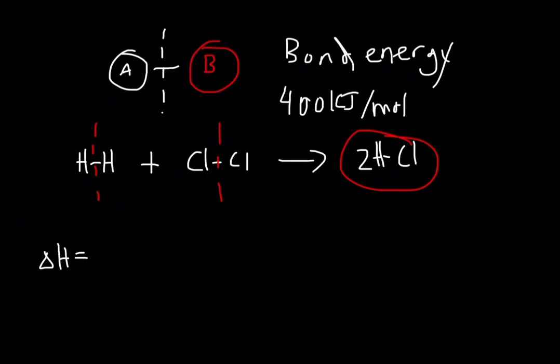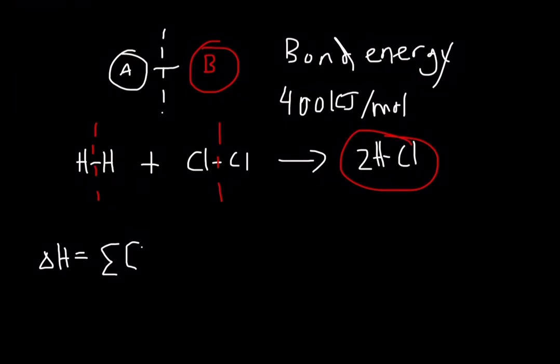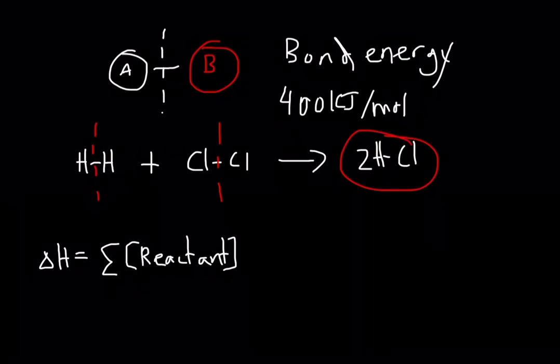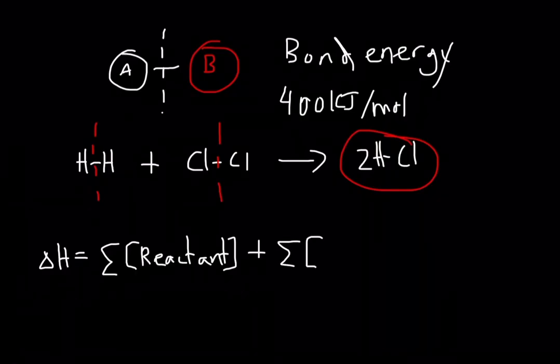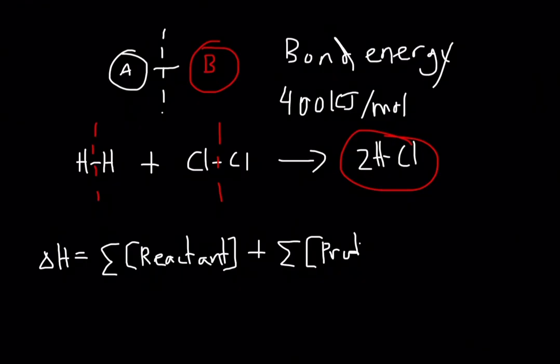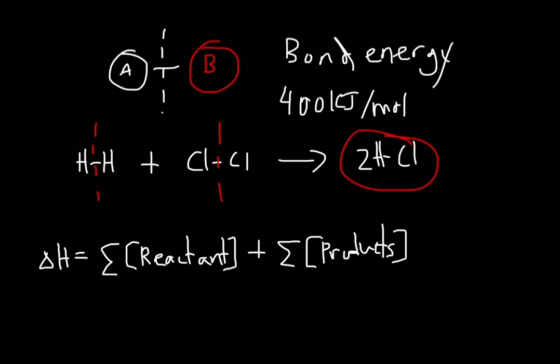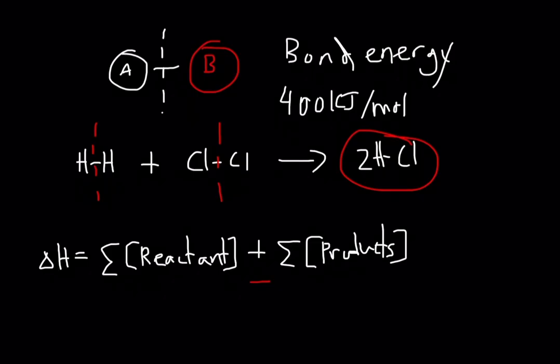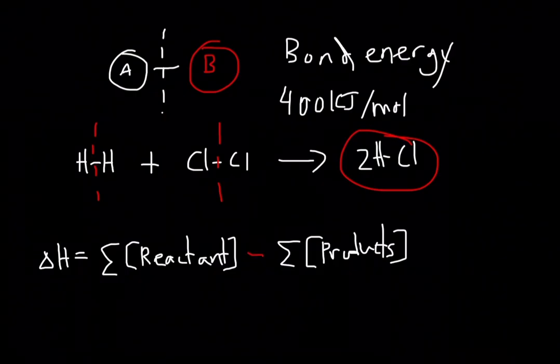And there's a formula where we can calculate the energy change in a chemical reaction. Delta H is equal to the sum of all the energy required to break the bonds, which is the reactant side, plus the sum of all the energy released in the formation of new bonds, which is the product side. And because this one is released, we consider it negative because we lose energy. So we just put a minus as well.